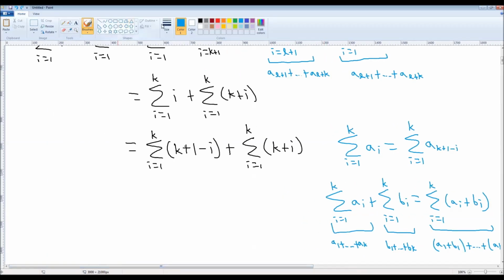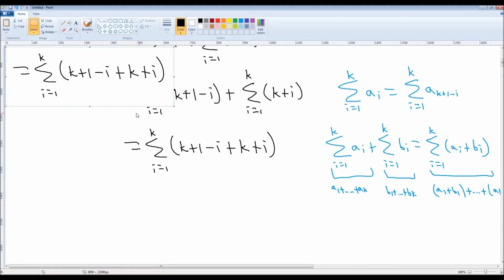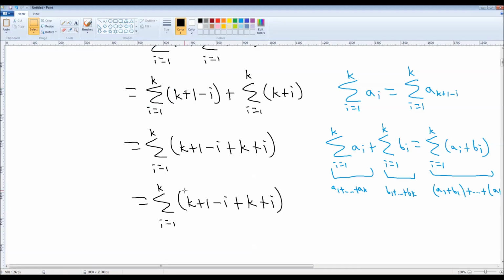Okay, so using this law, we can add these two sums together and obtain one sum. This is the sum i goes from 1 to k of, we add these together, we get k plus 1 minus i plus k plus i. And that simplifies to, this inside becomes 2k plus 1.